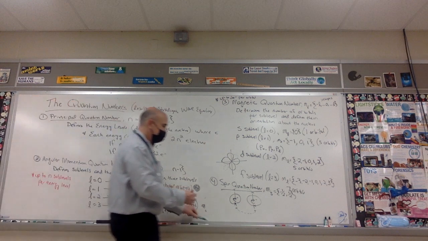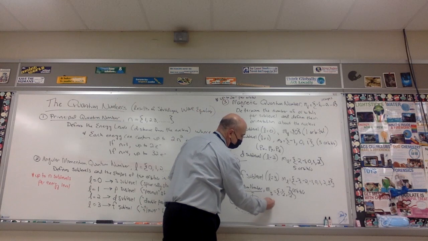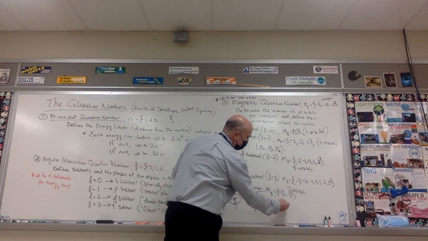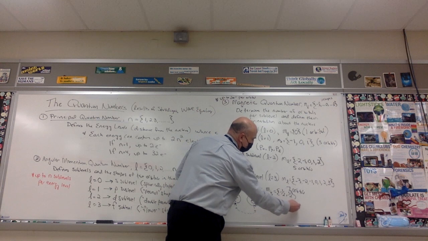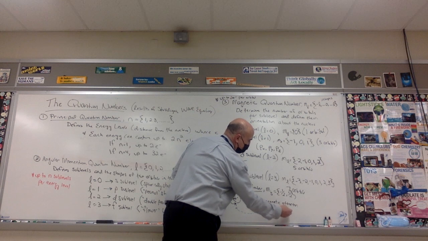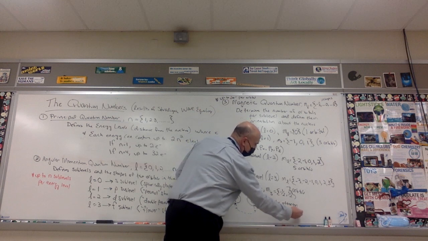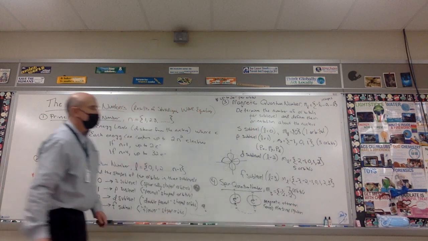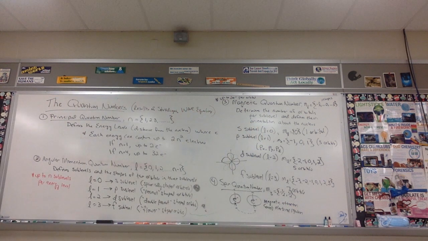Is that okay? All right, so magnetic attraction cancels out electrical repulsion. That makes sense? Electrically, they're going to repel each other, but if they're spinning opposite directions, the magnetic poles will attract each other. So that allows them to be.